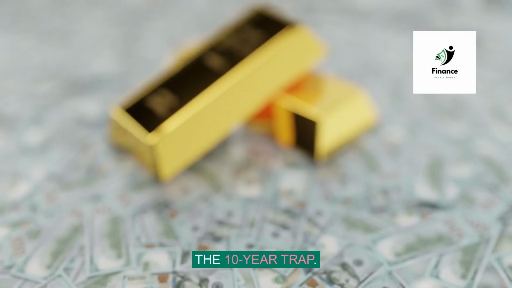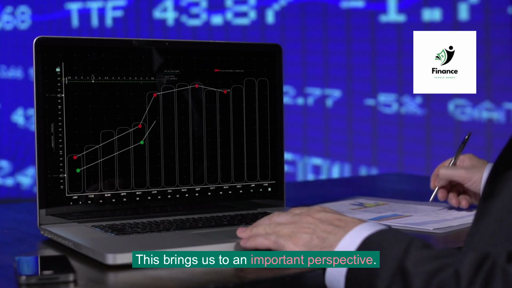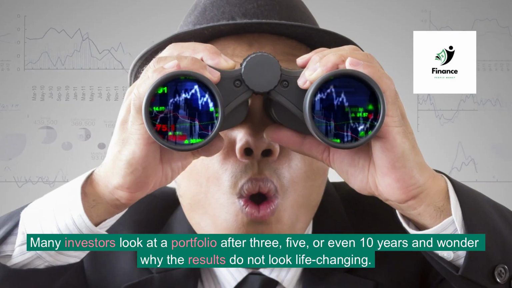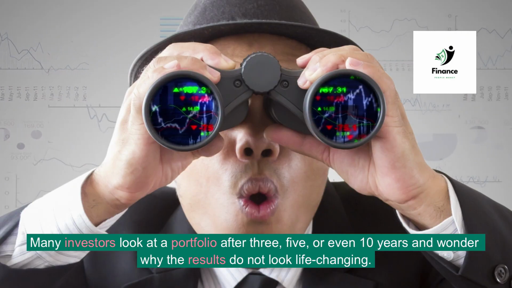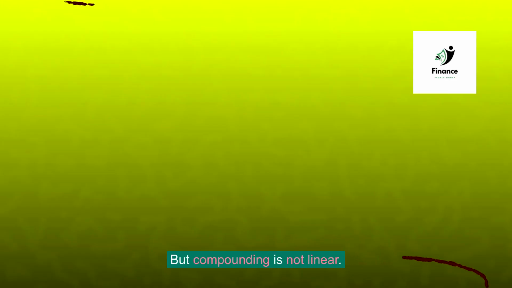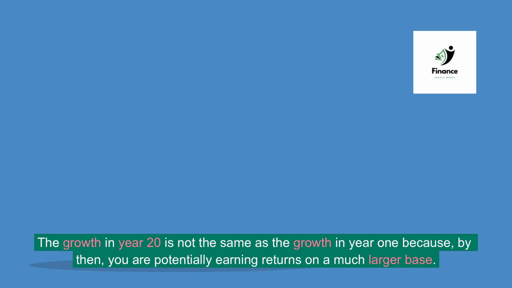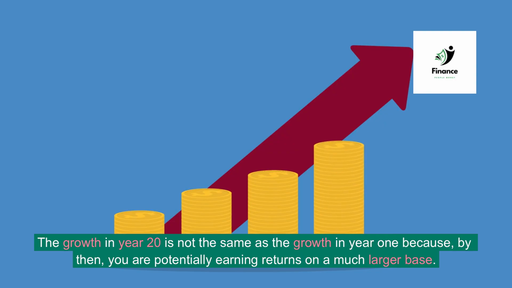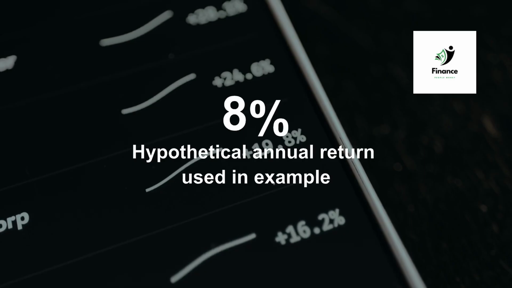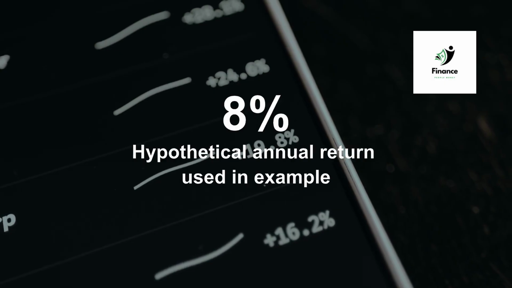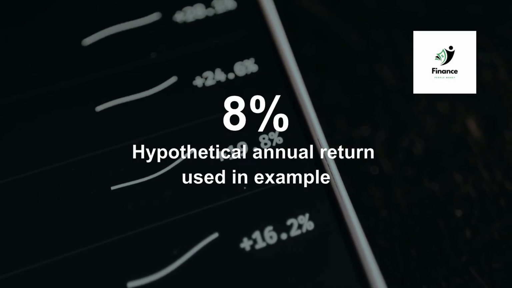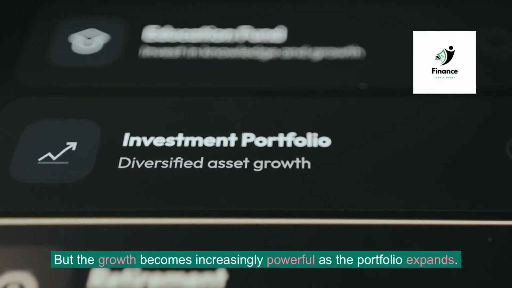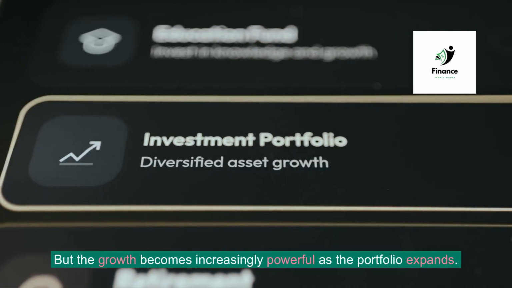The 10-year trap. This brings us to an important perspective. Many investors look at a portfolio after 3, 5, or even 10 years and wonder why the results do not look life-changing. But compounding is not linear. The growth in year 20 is not the same as the growth in year 1 because by then, you are potentially earning returns on a much larger base. For example, at an 8% hypothetical annual return, the first $10,000 takes 20 years to grow to roughly $600. But the growth becomes increasingly powerful as the portfolio expands.